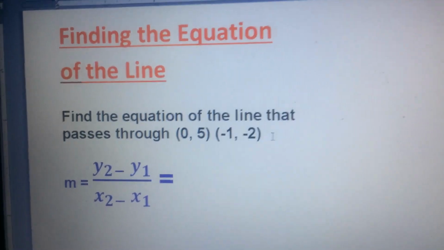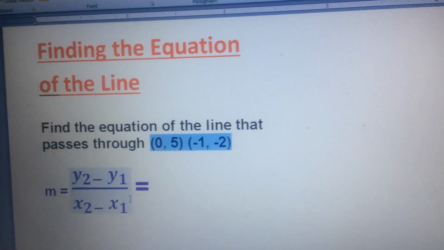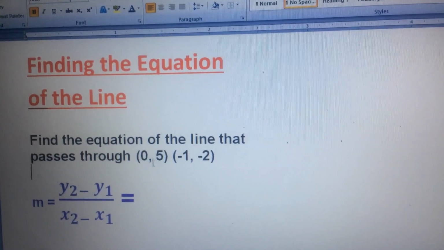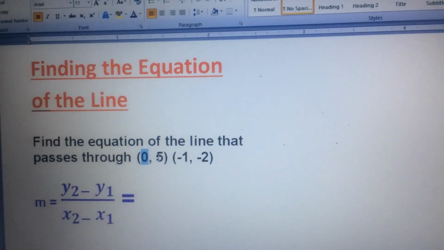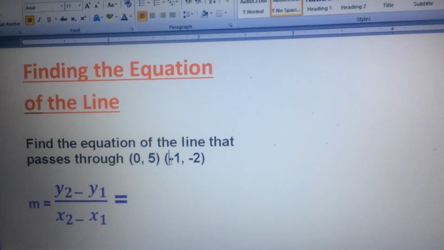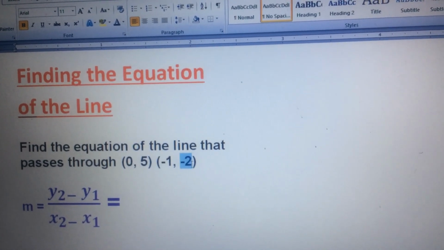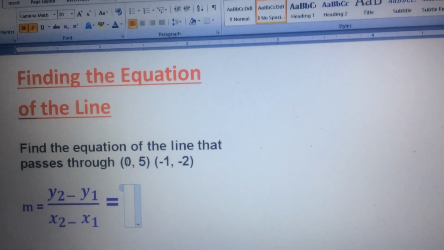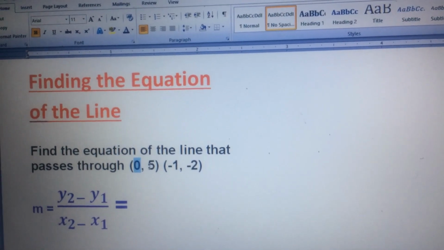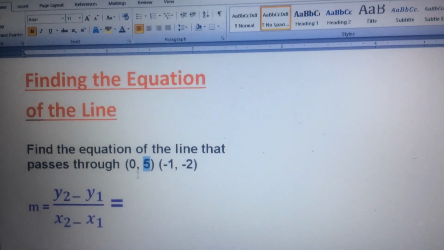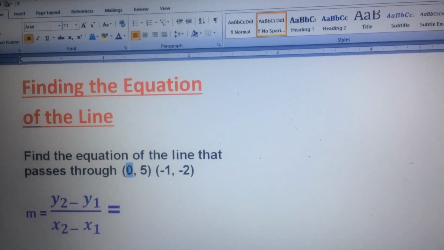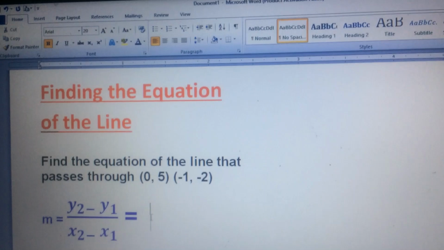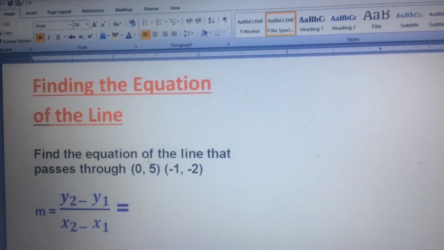Now, when substituting these values to the equation, we need to take note that it doesn't matter which one is our x sub 1, y sub 1, or the x sub 2, y sub 2, as this will just give us the same answer, provided that if this is our x sub 1, this should be our y sub 1. It should not be like this is your x sub 1 and this is your y sub 2. I hope it's clear.